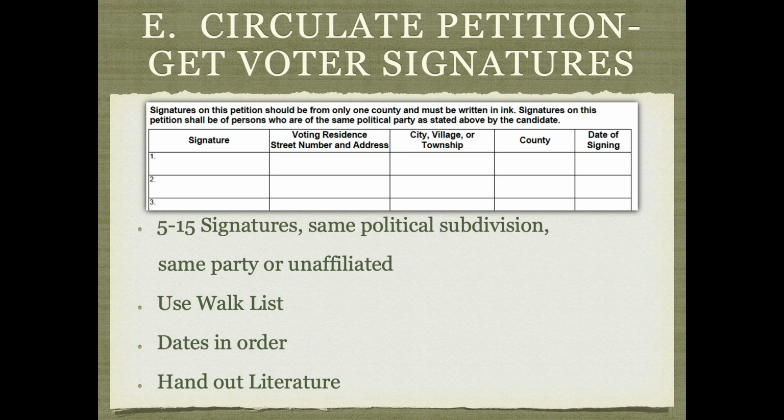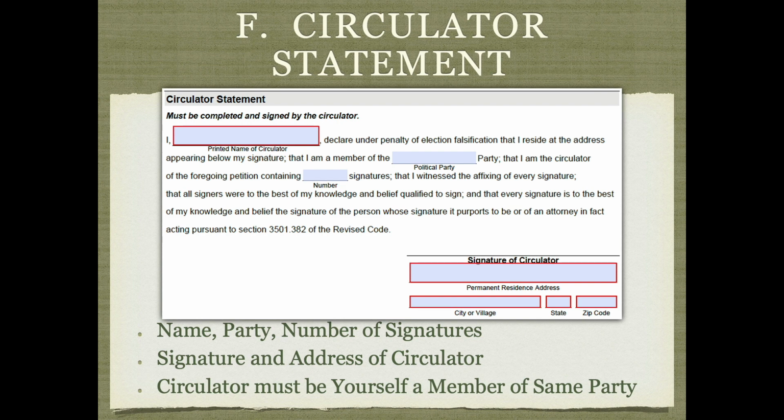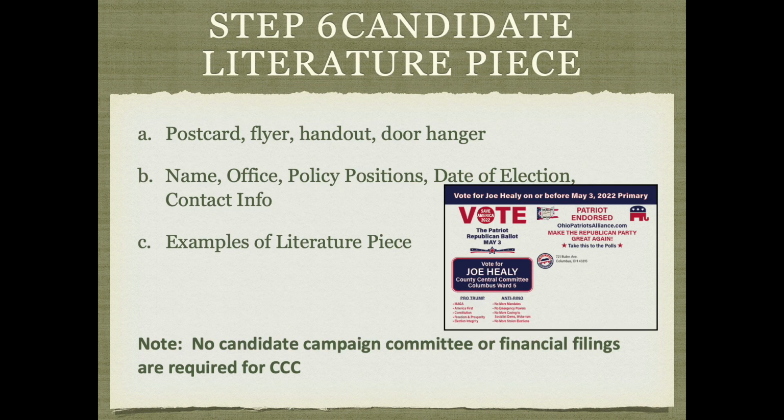Complete circulator statement. Fill out your name, party, and total number of signatures. Make sure the number is correct. Signature and voting address of circulator is required. You should circulate your own petition, but if for some reason you cannot, the circulator must be of the same political party.